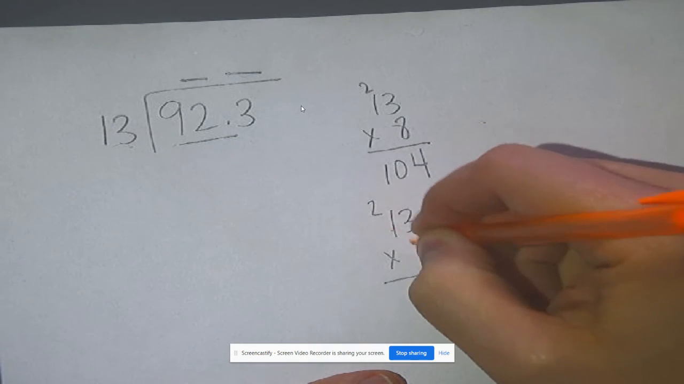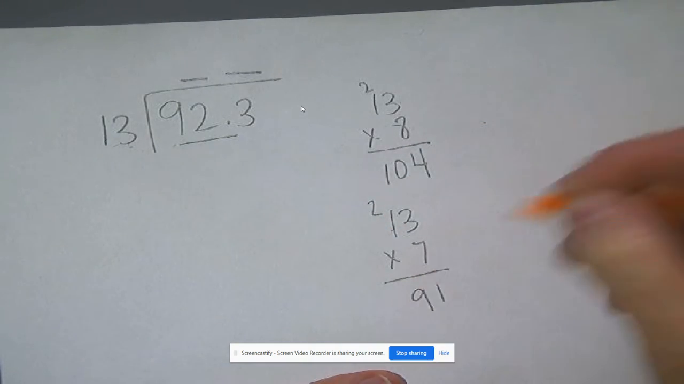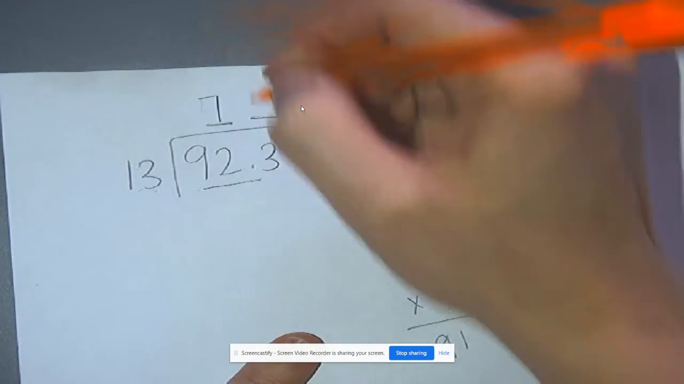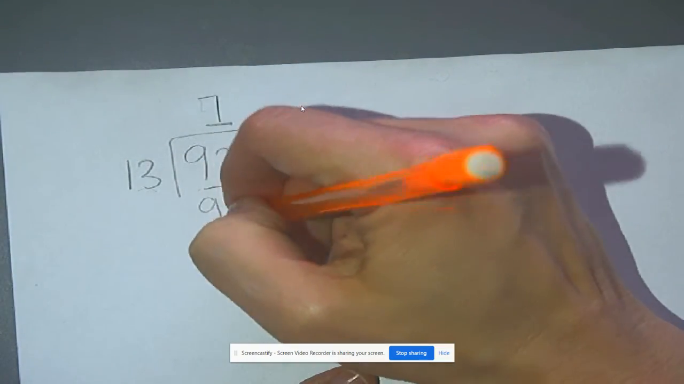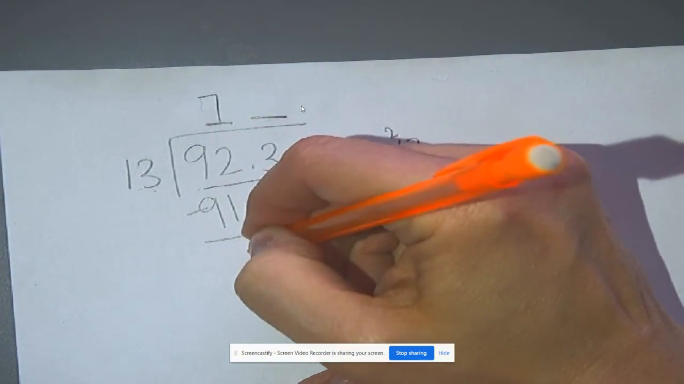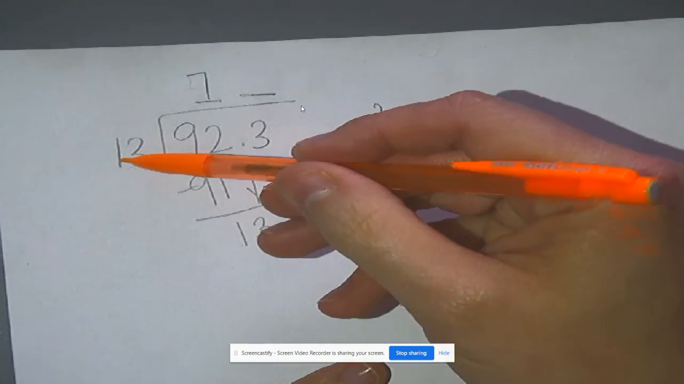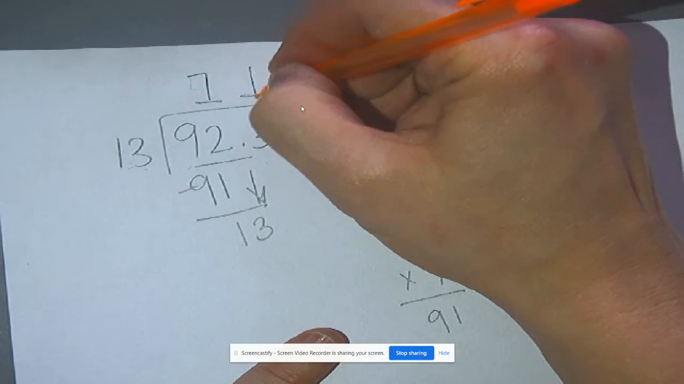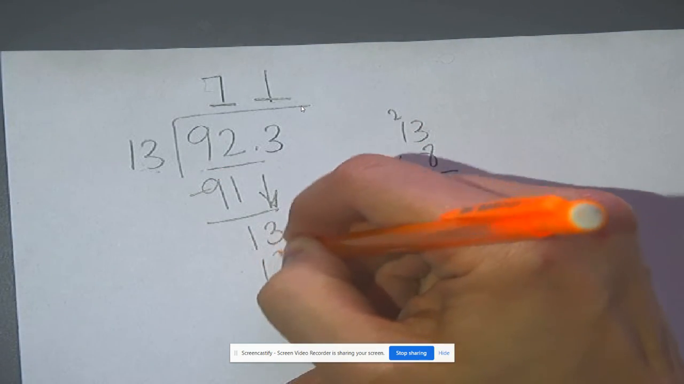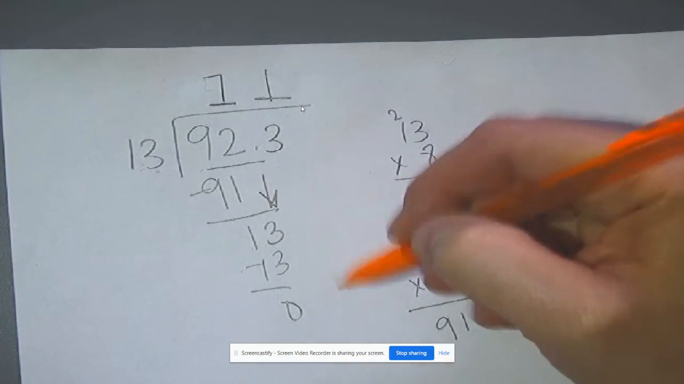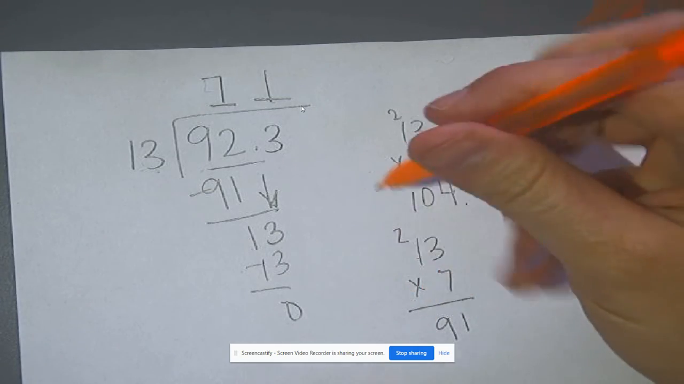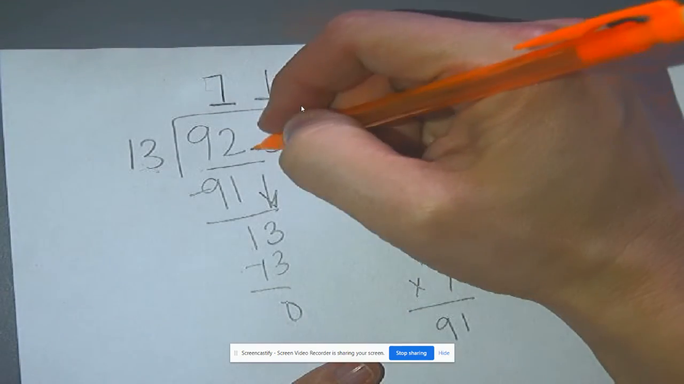21. 7 times 1 is 7, plus 2 is 9. That one works. So 7 times 13 is 91. 2 minus 1 is 1. Bring down the 13, or the 3. Now I've got 13 divided by 13 is 1. 1 times 13 is 13. Anything to bring down? Nope. So I know that I'm done. But now we're done with the division.